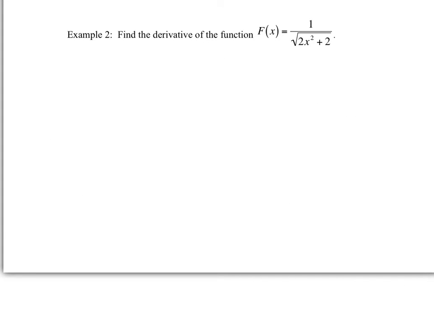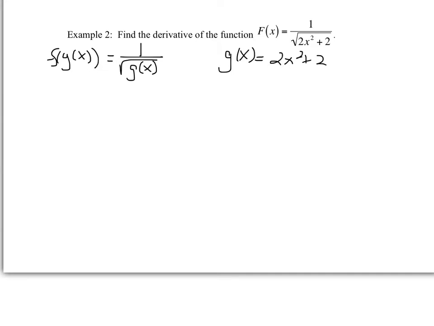Alright, for our second example, we need to do the same thing. We need to ask ourselves, what's the big idea? Our big idea, our outside function, just looks like we are taking 1 over the square root of something. So that's our big idea. And then that something happens to be 2x squared plus 2.